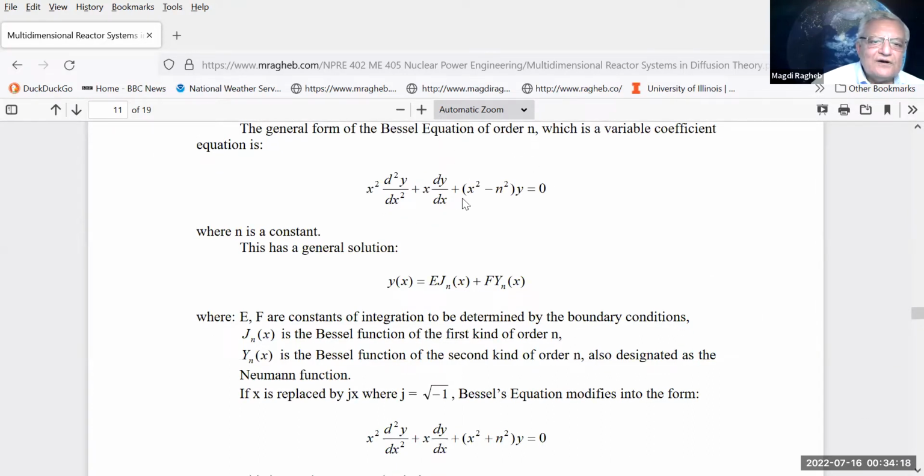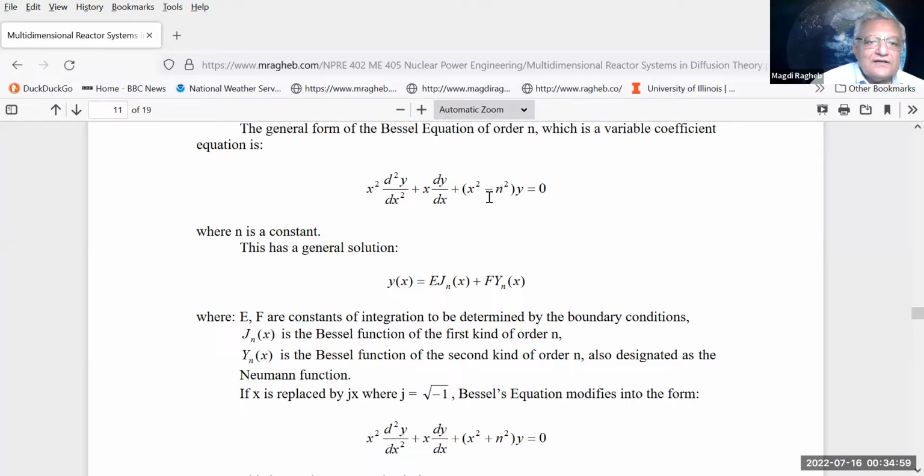This is the general form of a Bessel function, the Bessel function of order n. In our case, the order is 0, so we are going to drop that term. The solution to that equation is a constant multiplied into what we call the Bessel function of the first kind of order n. In our case, it's order 0 because the n here is 0, plus another constant of integration multiplied into the Bessel function of the second kind of order 0. It's also named the Neumann function.